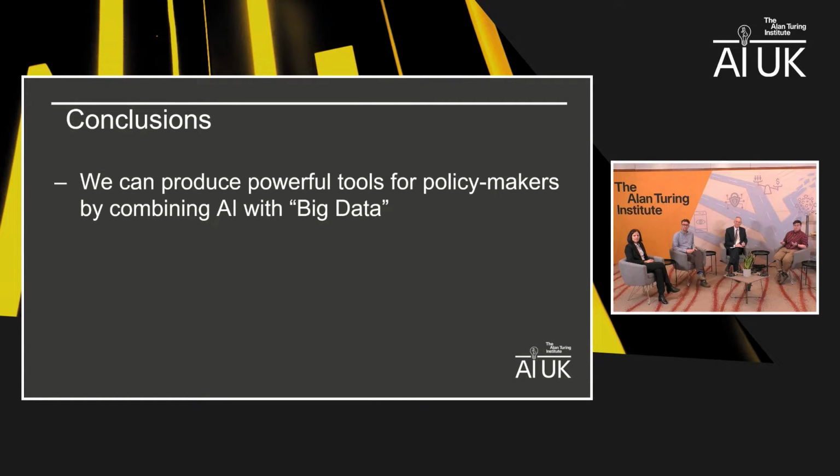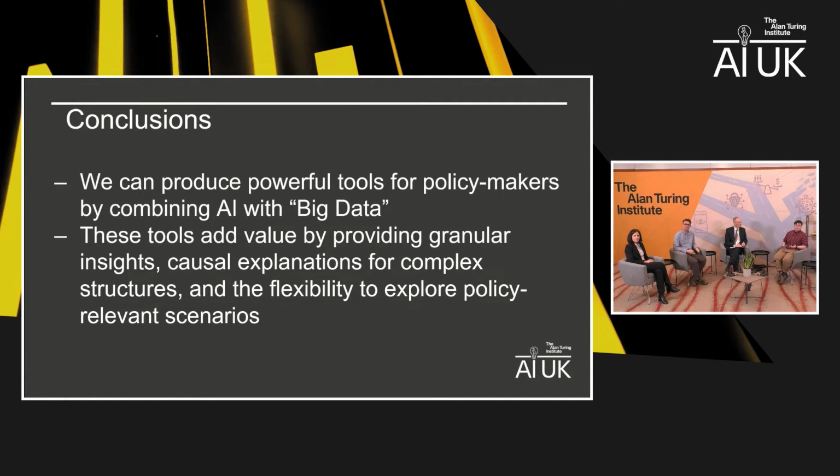So this example we've come up with here, this agent computing model, is, in our view, a powerful tool for policymakers that is able to combine AI principles, in this case agent computing modeling, with big data, like the labor force survey data that we're using here. These types of tools really add value because they're providing granular insights. Because we have agents in the model, we actually have information about specific workers, and we can track those workers over time, which is not the case with certain other types of modeling.